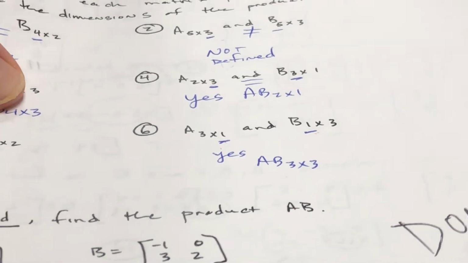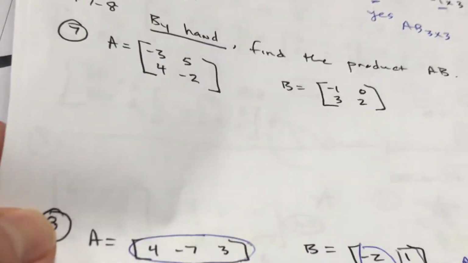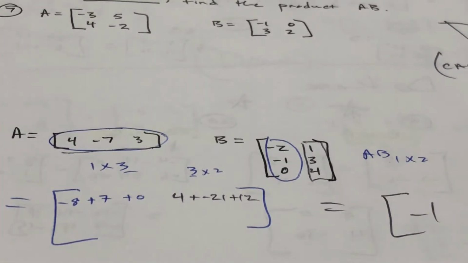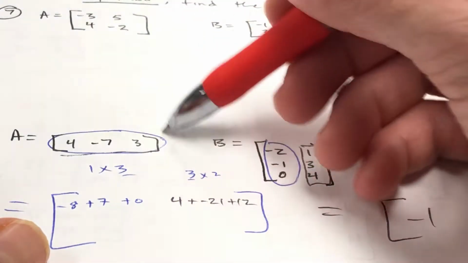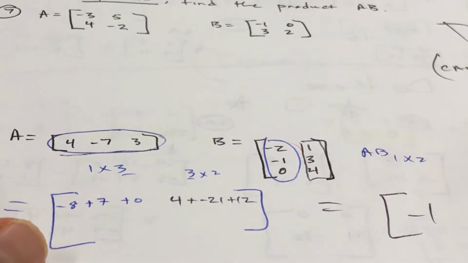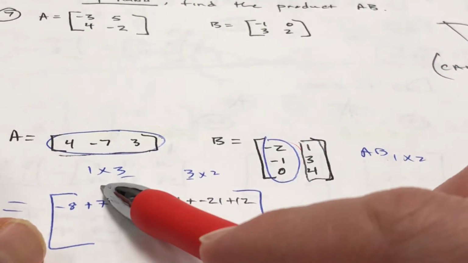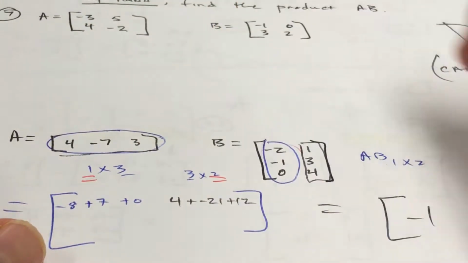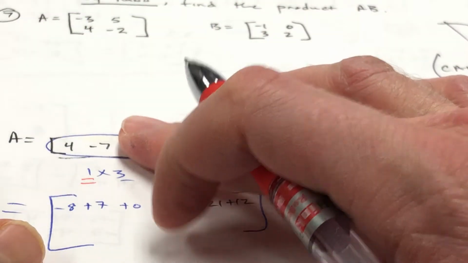Now, you can use your calculator here on 7 and 8, but here's how you do it by hand. Just like dimensions are row by column, you multiply the first row by the first column. That's how you get your first row, first column answer. Now, you have a 1 by 3 and a 3 by 1, so yes, you can multiply, and your answer is going to be a 1 by 2.